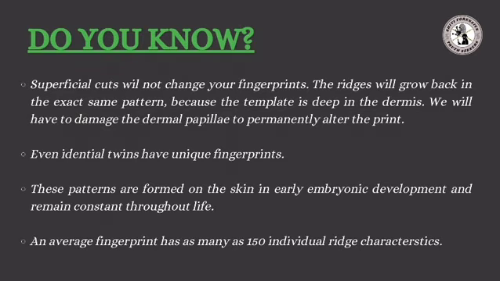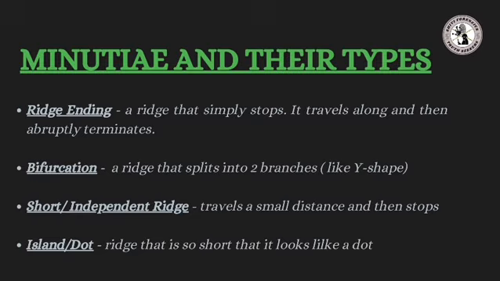Now, since we have understood what minutiae are, let's understand their types. First is ridge ending. It is a ridge that simply stops. It travels along and then abruptly terminates. The second is bifurcation. It is a ridge that splits into two branches and looks like a Y shape letter. Third is the short or independent ridge. It is a ridge that travels a small distance and then stops.